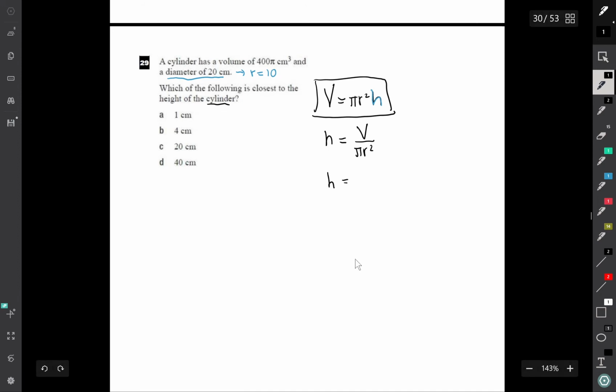So volume is 400 pi, or 400 times pi. And then we have pi, r squared. So r is 10, not 20, it's radius. Then we get something nice happening here: pi canceling with pi, and we get 400 divided by 10 squared, which is 100. So we get 4. The height of the cylinder is closest to 4 centimeters.